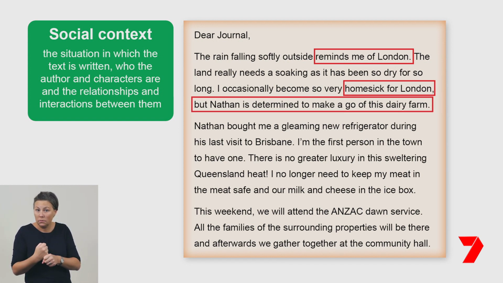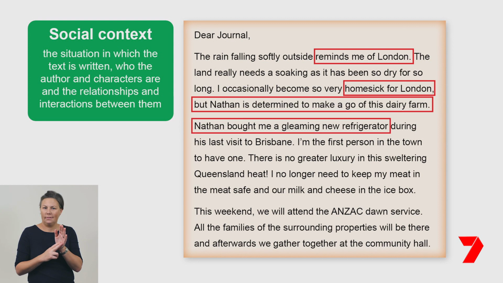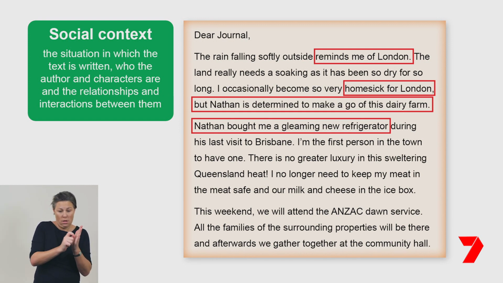That's right. The journal entry includes information about Nathan. Nathan is determined to make a go of this farm, and also that he bought a new refrigerator. Through this information, we understand that the author and Nathan must have a close relationship.